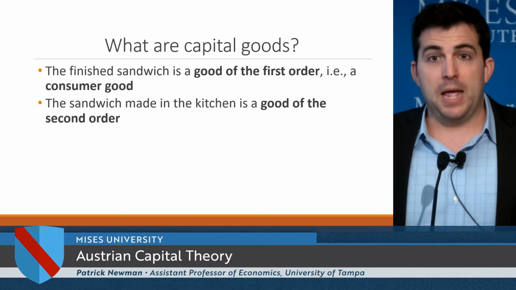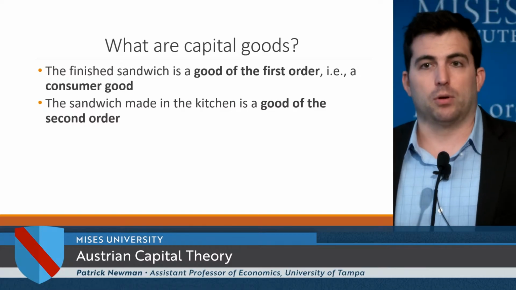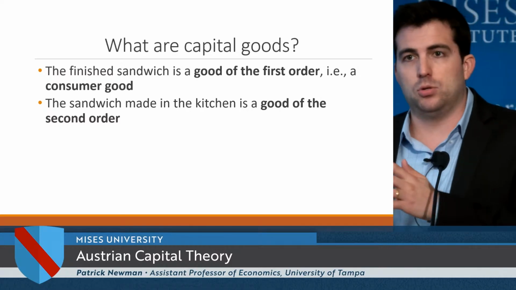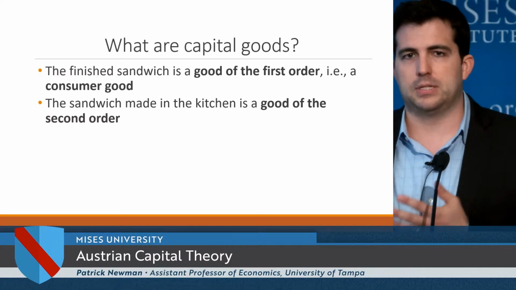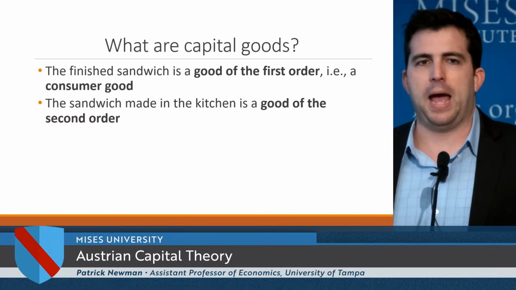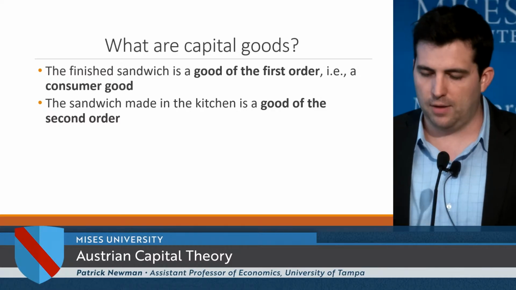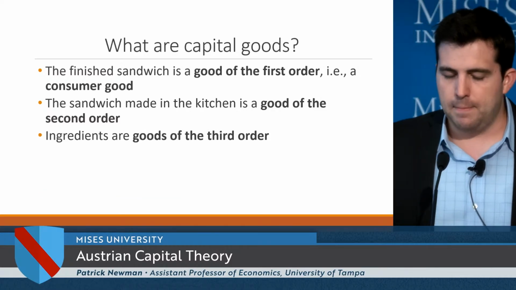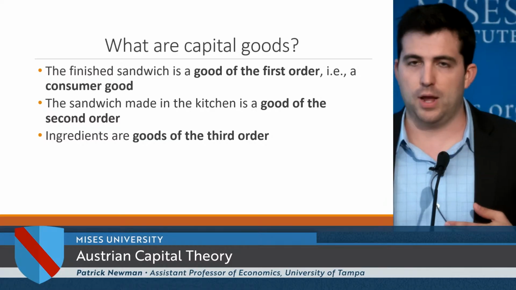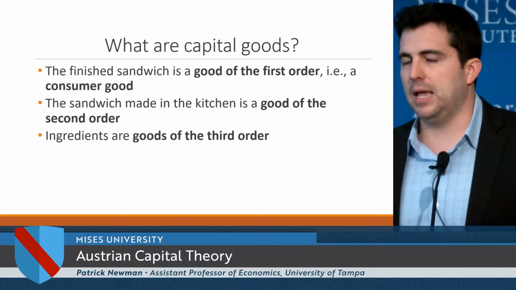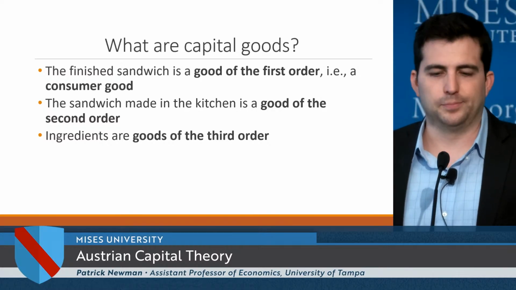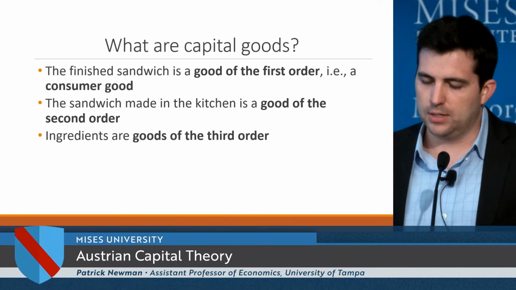The sandwich that's made in the kitchen is a good of the second order, right? It has to be further transformed in order to become the consumer good. It has to be brought to wherever you are sitting, whether it's at the kitchen table, upstairs in your bedroom, in front of the TV, or packed in a lunch pail or whatever, right? The ingredients that make that sandwich are goods of the third order. So you've got to have the turkey in the refrigerator. You've got to have the bread, the mayonnaise, lettuce, tomato. You can't forget your oil and vinegar and oregano and so on.